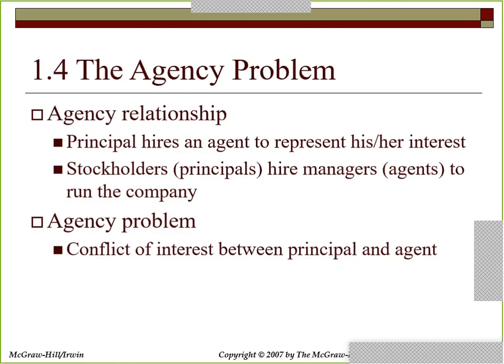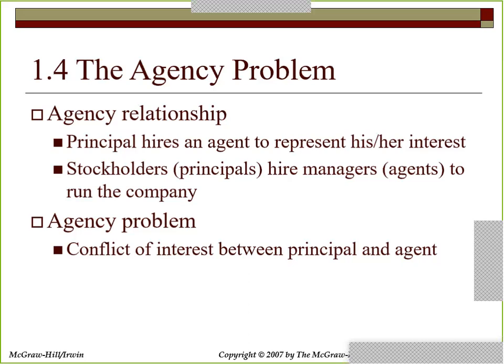So, we have a problem. There is an agency relationship. The principal hires an agent to represent his or her interests. The principal is the stockholder, the person that buys shares of stock in the company. Now, that person expects the company to maximize the value of the firm so that the share price goes up, and in essence, he or she makes more money than they originally invested because the wealth of the company keeps going up.